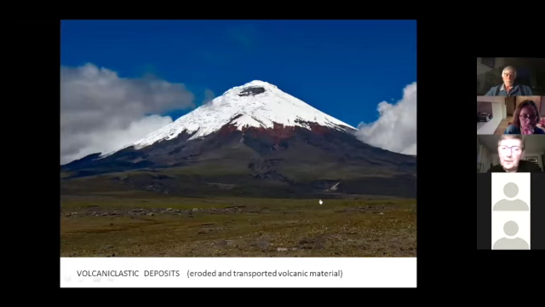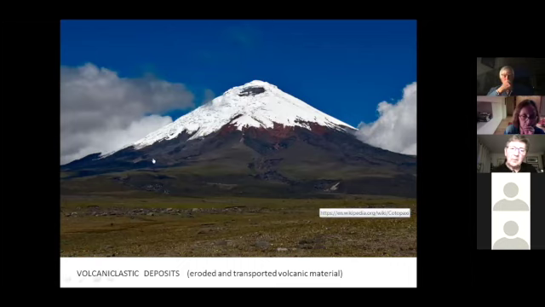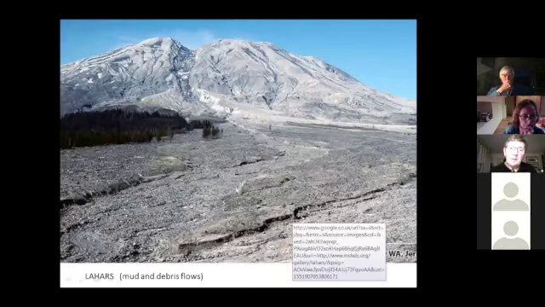Lastly, let's take a little bit of a look at the so-called volcaniclastic. This is a modern volcano. This is Cotopaxi in Ecuador, and this is one where it is surrounded by volcaniclastic deposits. This is the famous Mount St. Helens in Washington State, where back in the 1980s, round about there, an enormous eruption took place.